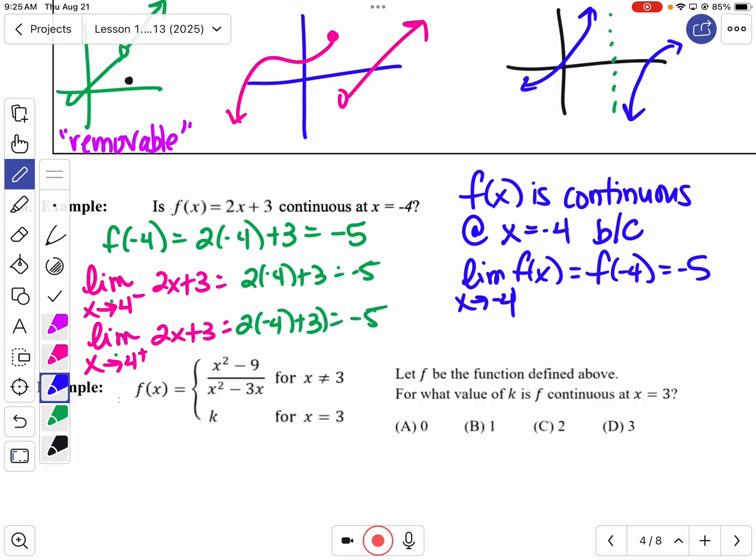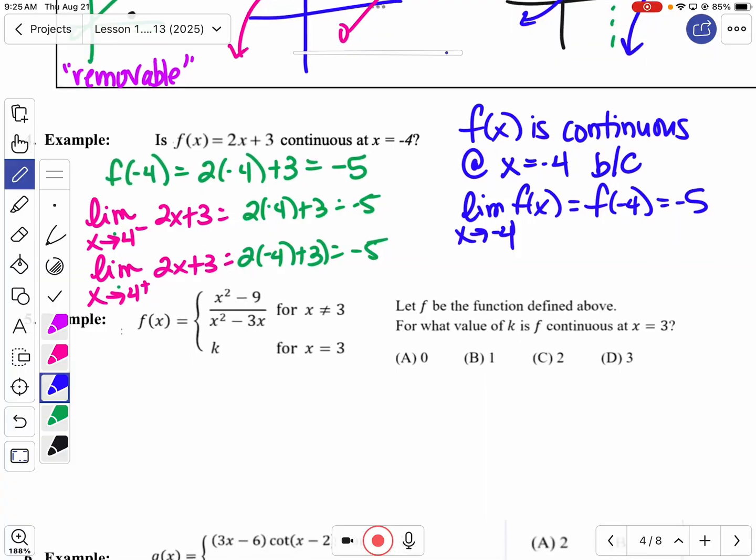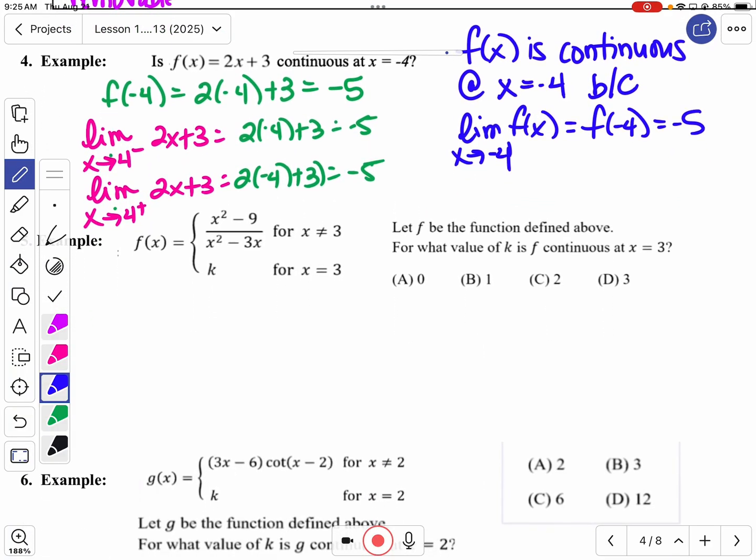So that's the basic. That's one we know for sure. But now let's get into a function that maybe we don't know as much about. It's piecewise, and notice this question changes a lot. It says f of x is equal to x squared minus 9 over x squared minus 3x anywhere x is not equal to 3, and that it's equal to k, some value, when x is exactly 3. So let f be the function defined above. For what value of k is f continuous at x equals 3?